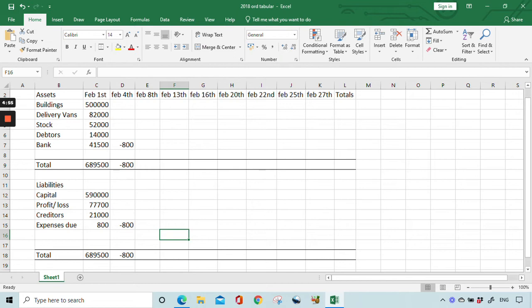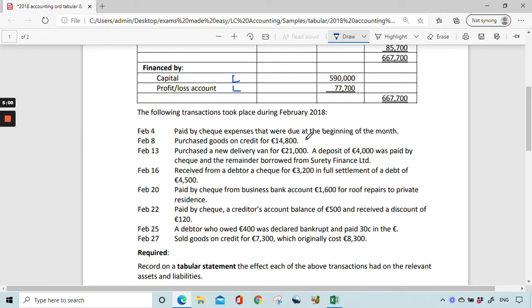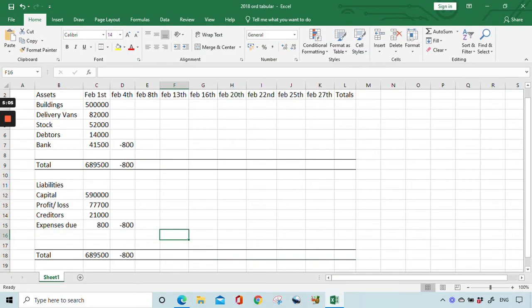The second one: purchased goods on credit for €14,800. So let's have a look. We purchased goods on credit, 14,800. So our stock is going to go up by 14,800. And we purchased it on credit, so we owe someone. A creditor is someone we owe money to. We owe them 14,800. Again, that's it. 14,800 here, 14,800 here. Always must be the same.